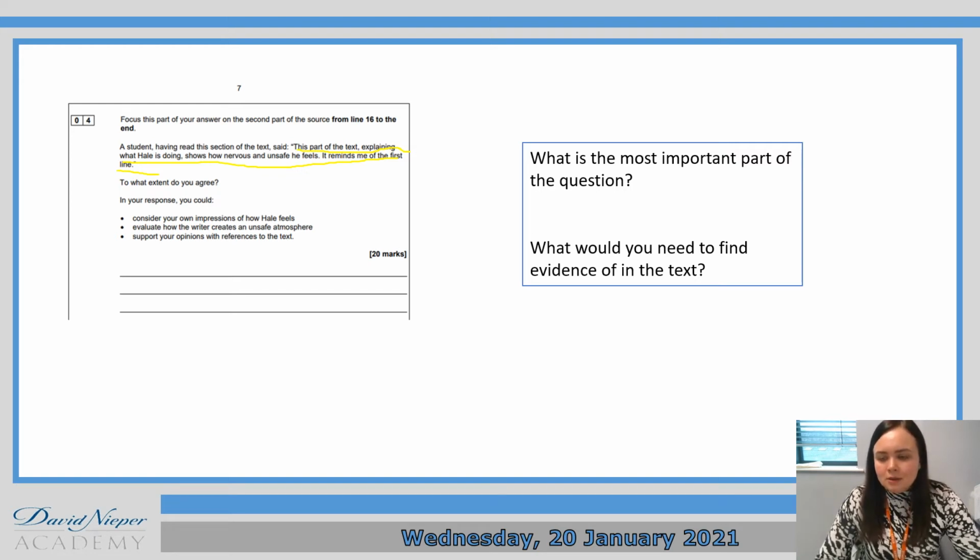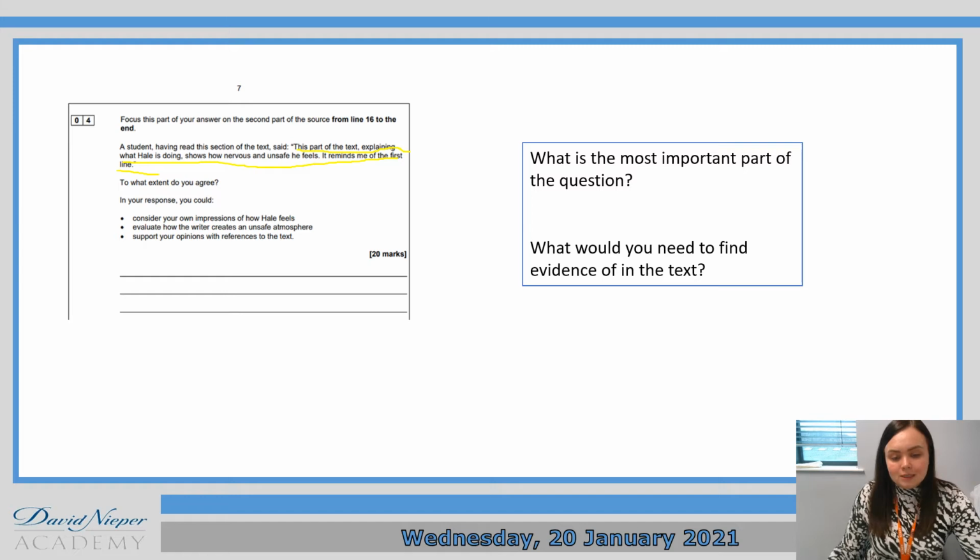Whatever that statement says is whatever you've got to agree or disagree with. It's whatever you have got to find in the text. So this one says, this part of the text explaining what Hale is doing shows how nervous and unsafe he feels. It reminds me of the first line. Now, we actually answered this question in class, so this one should be really easy.